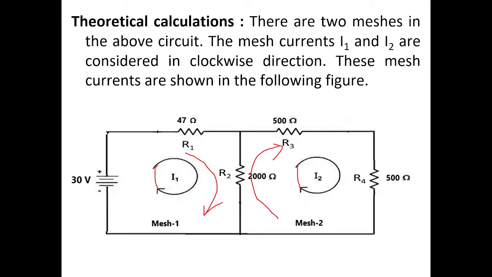Therefore, the difference of I1 and I2 current, meaning I1 minus I2 or I2 minus I1, will flow through this 2000 ohm resistor. Now let us apply KVL in this circuit.